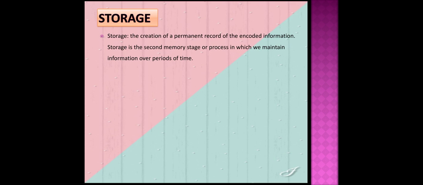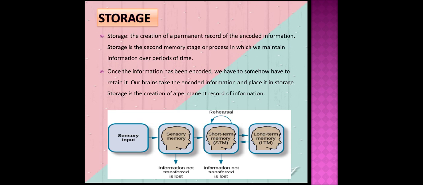Storage. Storage, the creation of a permanent record of the encoded information. Storage is the second memory stage or process in which we maintain information over periods of time. Once the information has been encoded, we have to show how to retain it. Our brains take the encoded information and place it in storage. Storage is the creation of a permanent record of information.